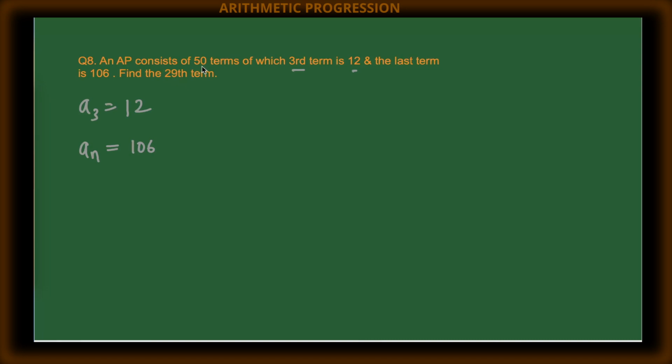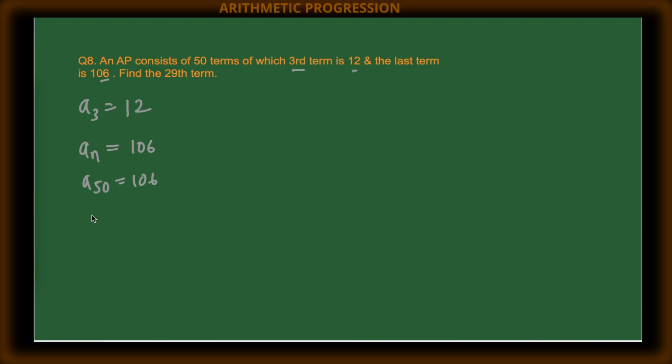It says that an AP consists of 50 terms, so n is given here. So A of 50 is equal to 106. It consists of 50 terms, and the last term value is 106, which is nothing but A50. So now we have all the things we need. We need to find the 29th term.